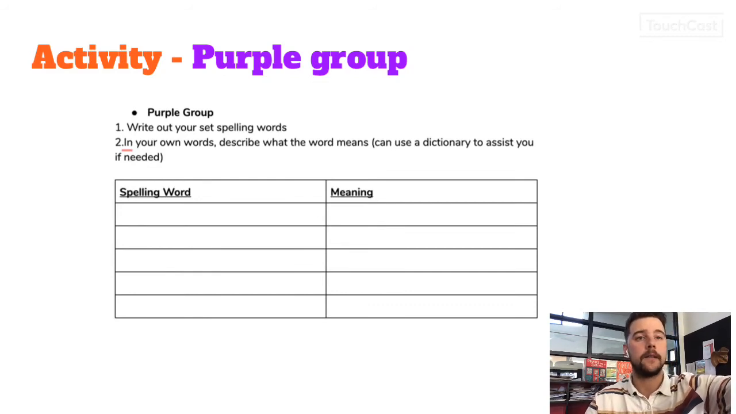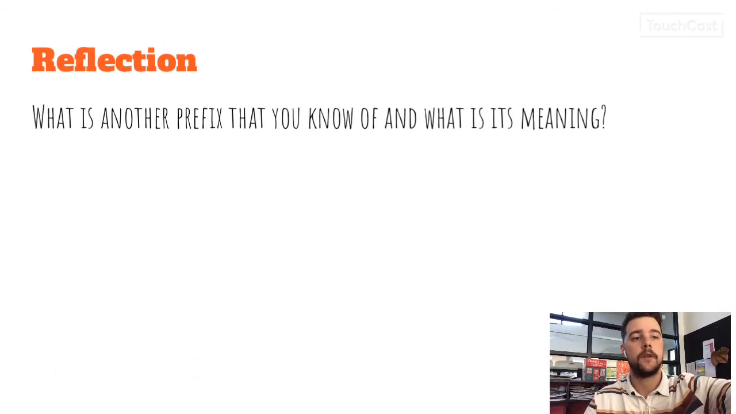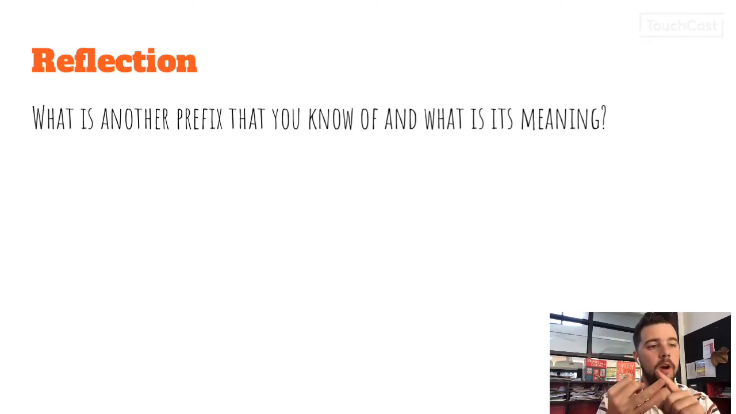Once you have done that, so that's purple group, that's everybody else. Your reflection today that I want you to comment, caption with your work, attach it to your work somehow. I want you to think about what's another prefix that you know of. So we've looked at post and we've looked at pre. What's another prefix that you know of and what is its meaning? So it's not much. Think of one other prefix. I might choose un, and then have a think about what it does to the base word. How does it change the meaning of the word that you attach it to?